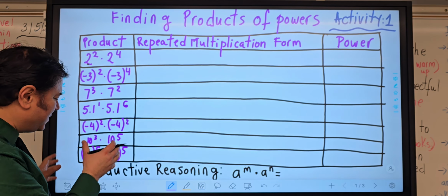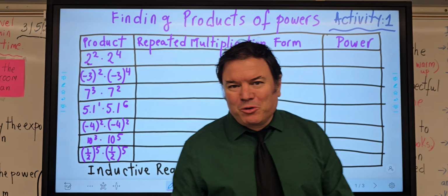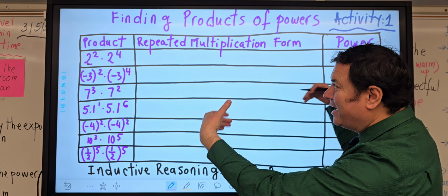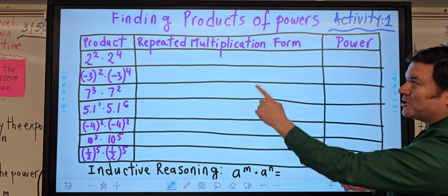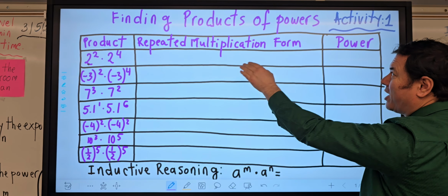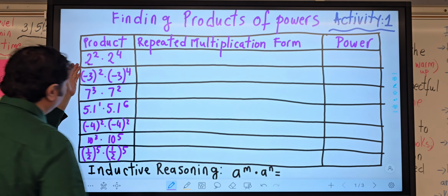Today we are going to work through 3 different activities to find some exponent rules. We are going to use inductive reasoning to come up with some rules based on some activities. We are going to explore some exponents. So first we are going to find products of powers, and take a look at these exponents.